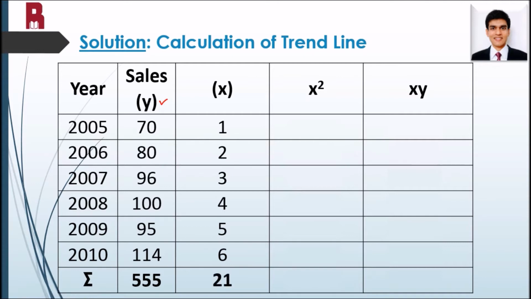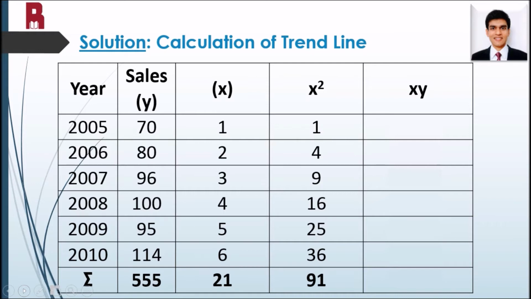Now to calculate X square, we will take each number in the X column and square it up. So that will be 1 square, which is 1, 2 square, which is 4, 3 square is 9, 4 square is 16, 5 square 25, and finally 6 square is 36. Taking the total of the X column, we get the value as 91.